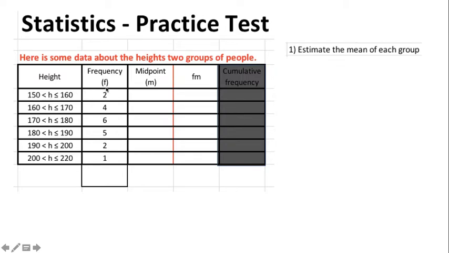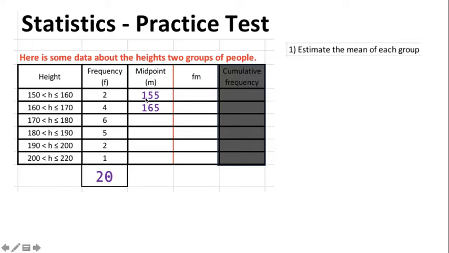So we've got various people in each group, 2, 4, 6, 5, 2, 1, so they add up to 20. So there's 20 people in the whole thing. And in the first group there's 2 people. They're between 150 and 160 centimeters tall. Now we've got no information about where they are within that group, so our best estimate is to say that they are both 155. Just say that everyone on average is give or take about in the middle.